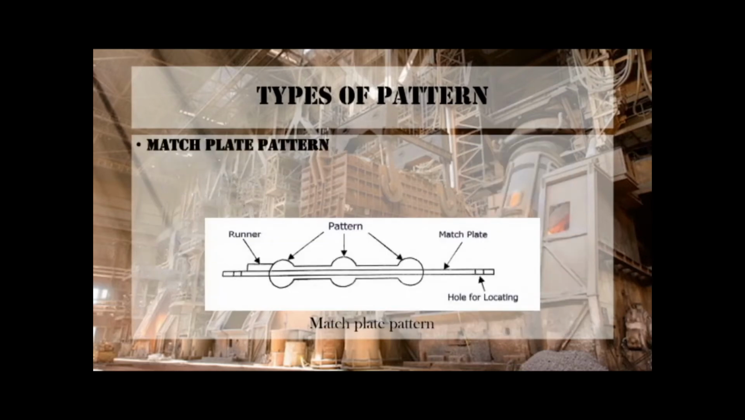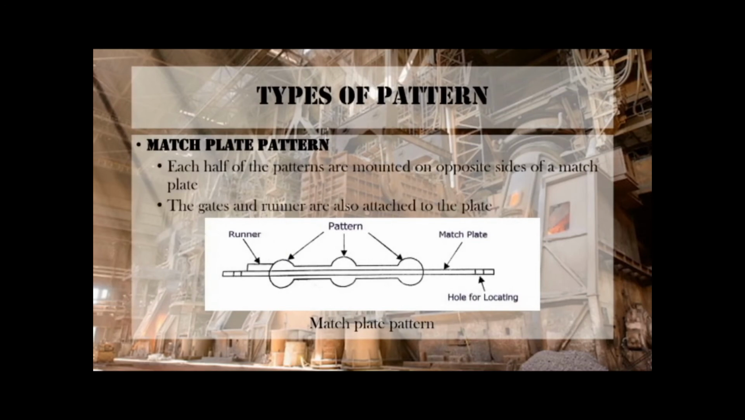Match plate pattern. In the match plate pattern, each half of the pattern is mounted on opposite sides of a plate, called a match plate. The gates and runner are also attached to the plate. Both halves of the pattern are fastened. The material used to make the pattern is metal.